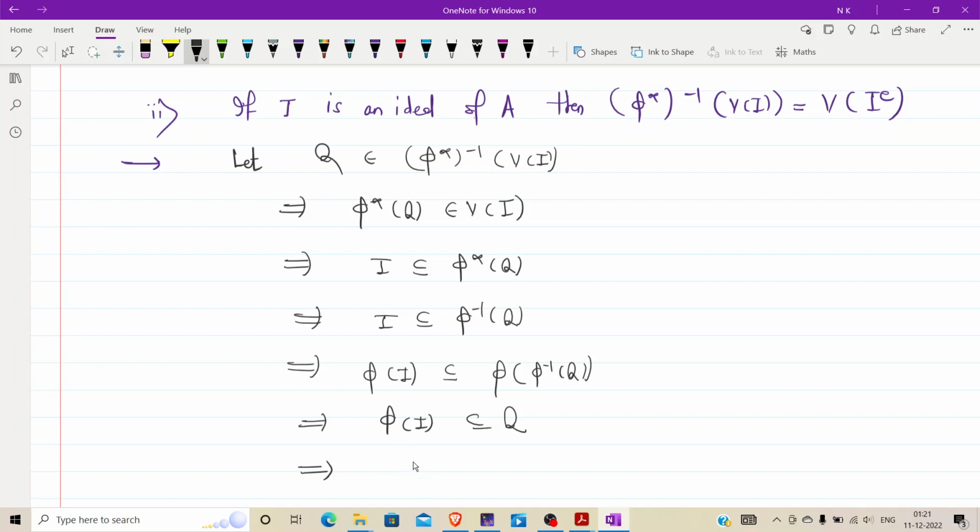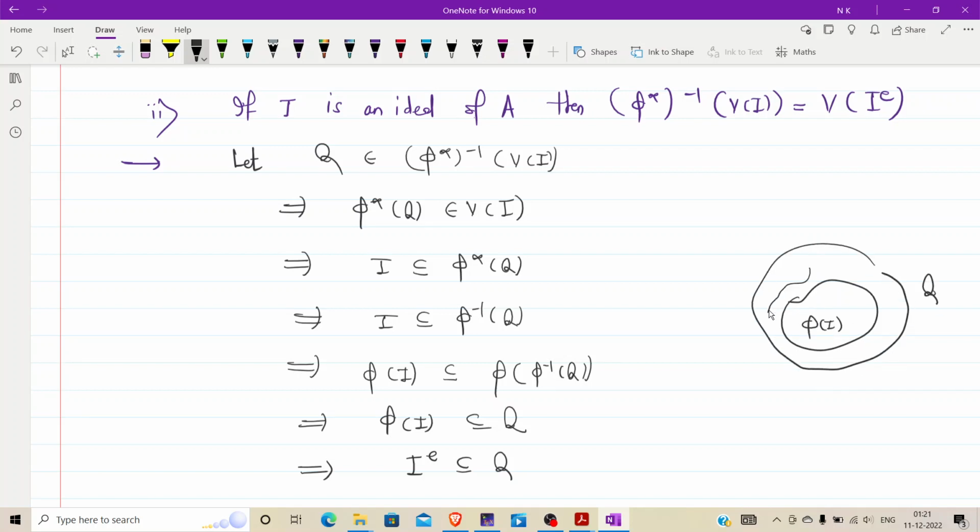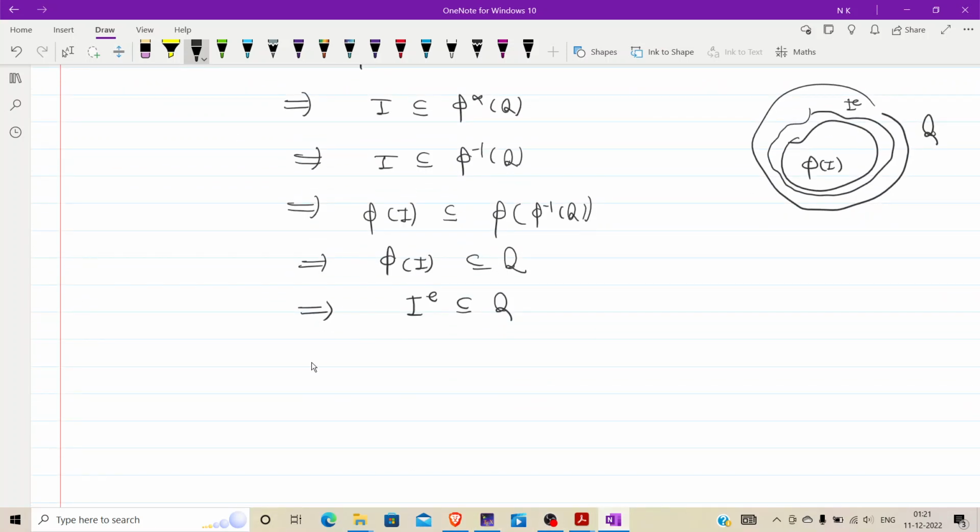So φ of I is contained in q, so the ideal generated by φ of I is contained in q. Basically φ of I may not be an ideal, right? So we find the extension. Suppose this is φ of I, and this is contained in q. q is an ideal, but I extension is the smallest ideal which contains φ of I, right? So definitely I extension must be contained in q. That's the reason behind this. So I^e is contained in q, and we can easily write that q belongs to V(I^e).